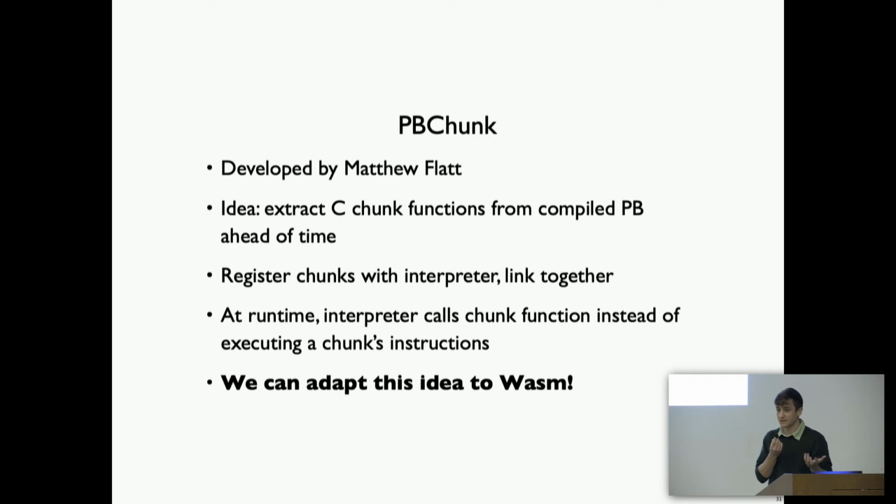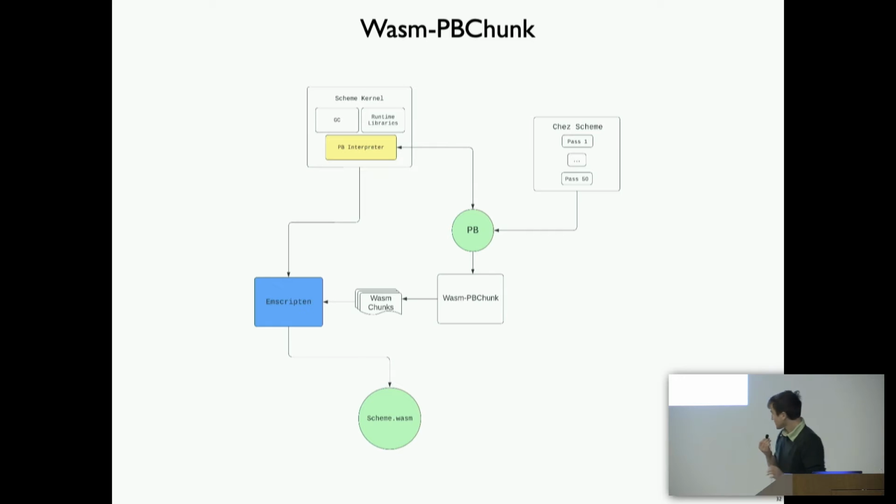And so we can adapt this idea to Wasm directly, pretty much, with, surprise, Wasm PB chunk. So the idea here is, we're reusing the PB chunk approach, but instead of generating C, we're generating Wasm directly. And that's, again, Wasm that's doing what the PB interpreter would do to execute those instructions. So we get those Wasm chunks, and then we can feed everything into Emscripten, so we can link those Wasm chunks with the PB interpreter, the Scheme kernel, et cetera, and just get a scheme.wasm out. And so that's essentially a version of Scheme that has an interpreter that is specialized to run a particular Scheme program. And again, this is using PB as this intermediary.